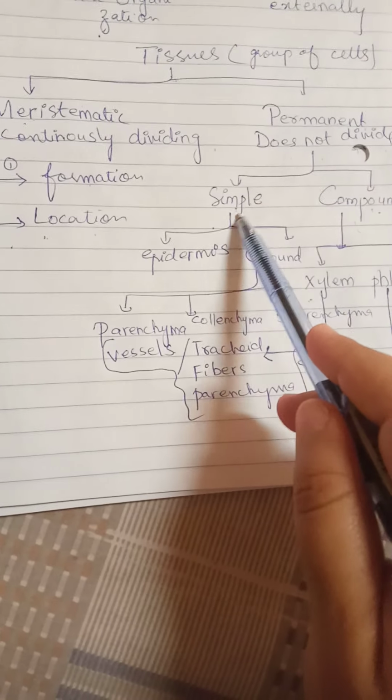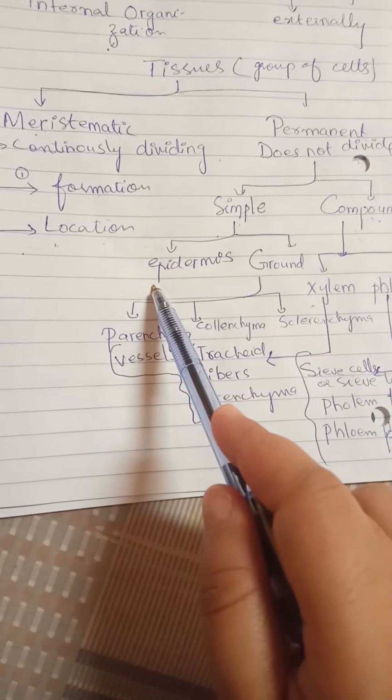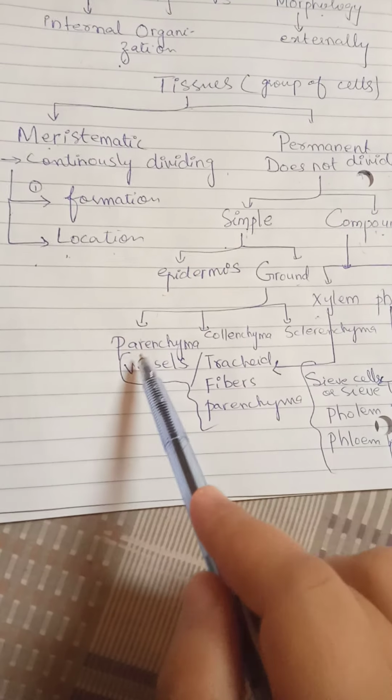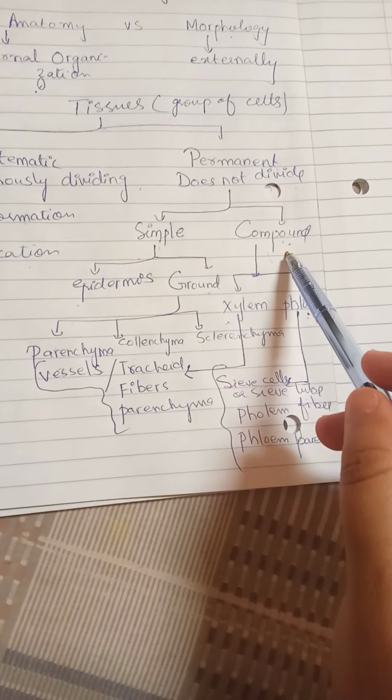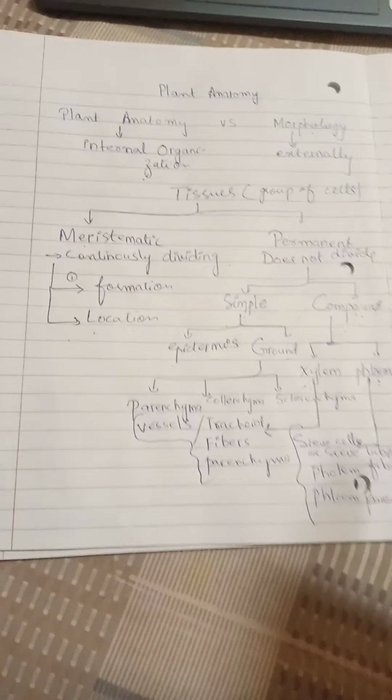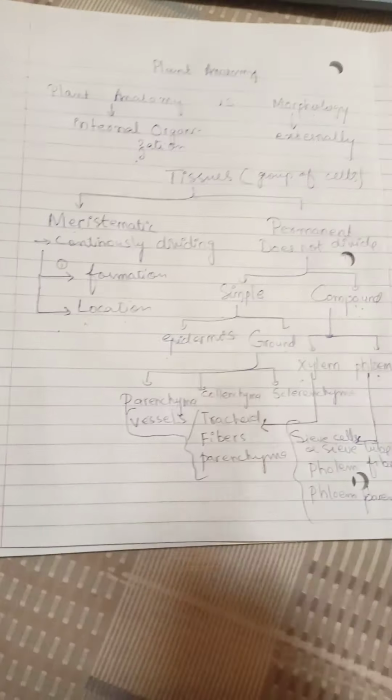The tissues that come under the category of simple are epidermis and ground. In the ground tissue we have parenchyma, collenchyma, sclerenchyma, whereas compound tissue has xylem and phloem. So next time we will cover the meristematic and permanent tissue.